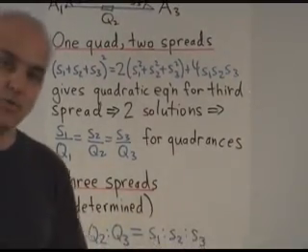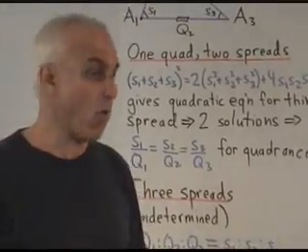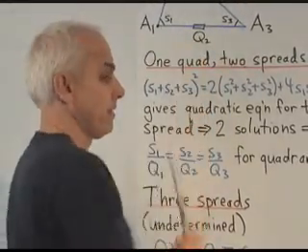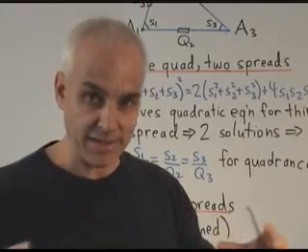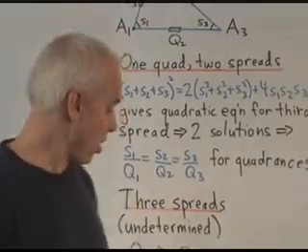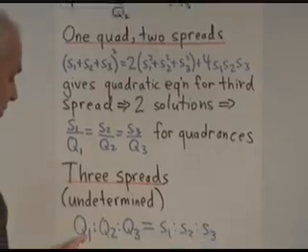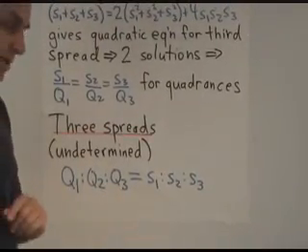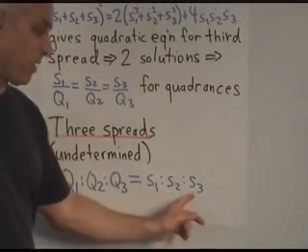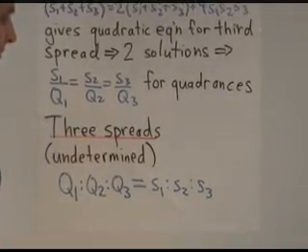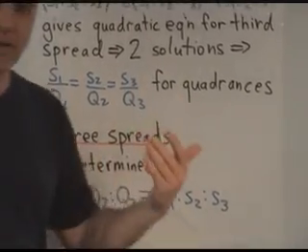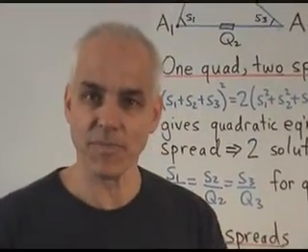There's one more last situation, which is what happens if you know all the three spreads. Well, then the triangle's shape is determined, but its actual size is not pegged down. All we can say is that the ratio, or the proportion, between the three quadrances equals the proportion between the three spreads. So that's basically it for solving triangles.